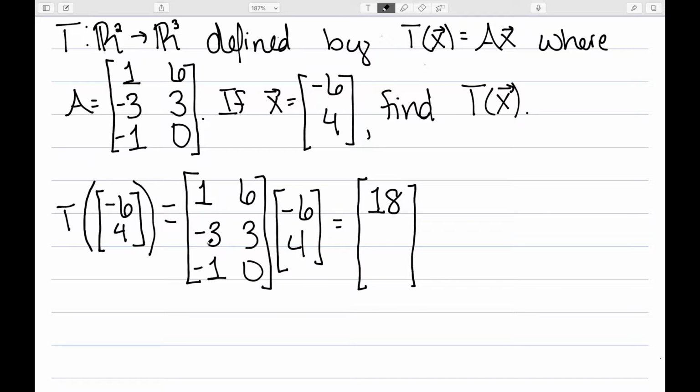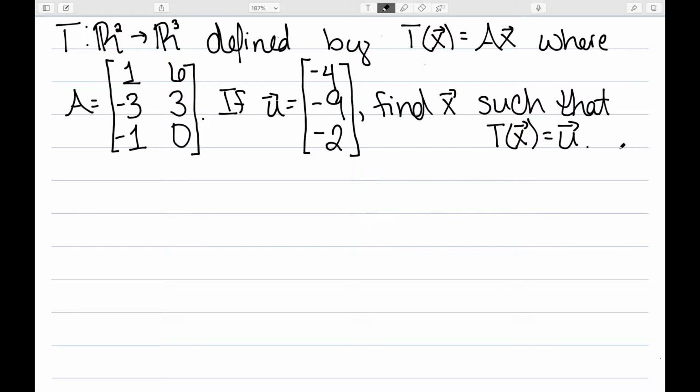My second row, negative 6 times negative 3 is 18, 3 times 4 is 12, and 18 plus 12 is 30. My last row, negative 1 times negative 6 is 6, 0 times 4 is 0, and 6 plus 0 is 6. So now I have my solution. I have my output vector.